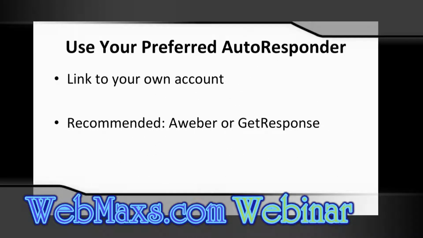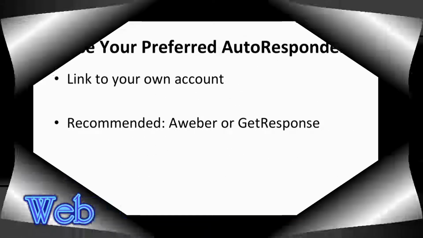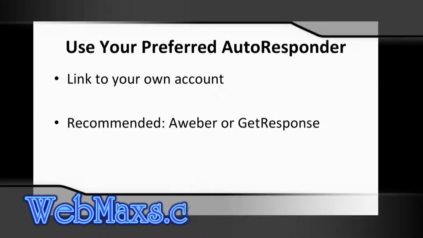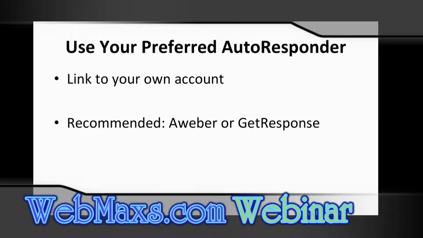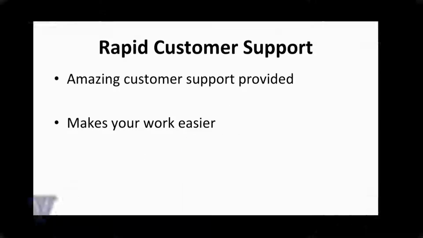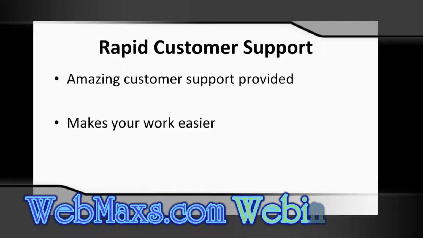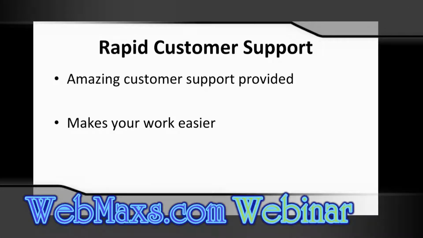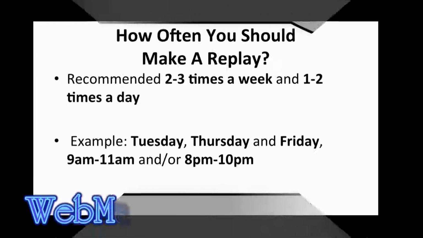You get to use your preferred autoresponder that you can link to your own account. It saves time and work for you. The recommended autoresponder is Aweber or GetResponse. You will fall in love with the amazing customer support provided by the webinar software. You don't need to attend to the technical problems yourself. The customer support team does it all for you. This makes your work easier and saves you time to refine your webinar.